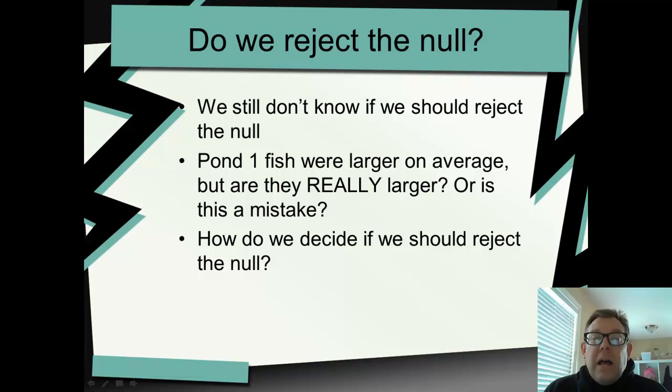How can we decide if we should reject the null? Well, what we need to do is we need to take these descriptive stats and we need to summarize them. The descriptive stats summarized the raw data. Now we take those descriptive stats and we need to summarize those even further into something called inferential stats. And so the inferential stats will allow us to make a decision about the null. Should we reject the null or do we fail to reject the null?